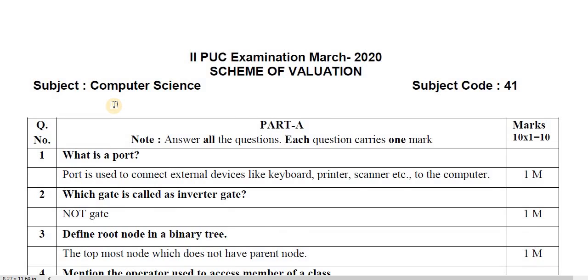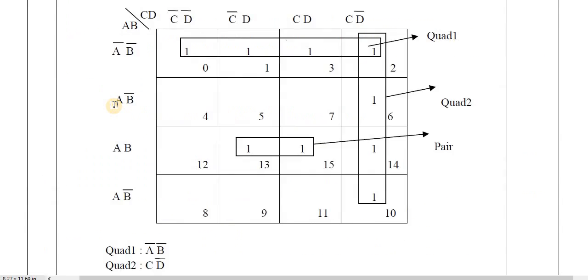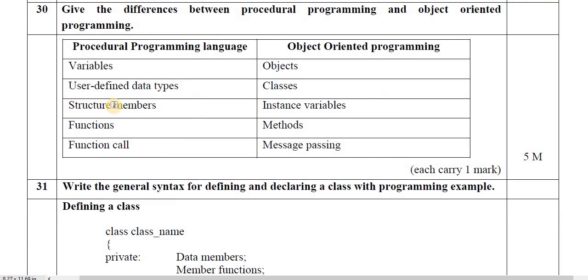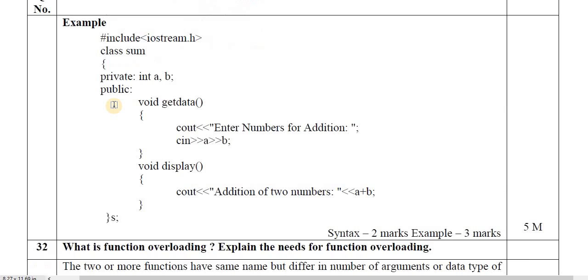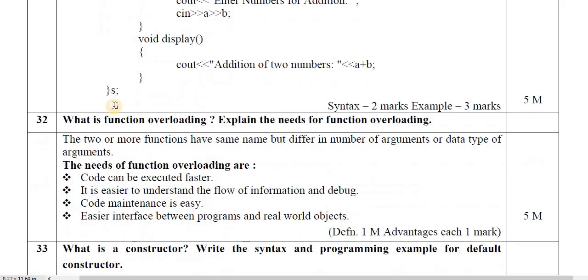Okay, then the last question paper, this is the question paper of March 2020. Here: what is function overloading? Explain the need for function overloading. Need means advantages; need or advantages, both are the same. So you have to write the definition of function overloading and 4 advantages.